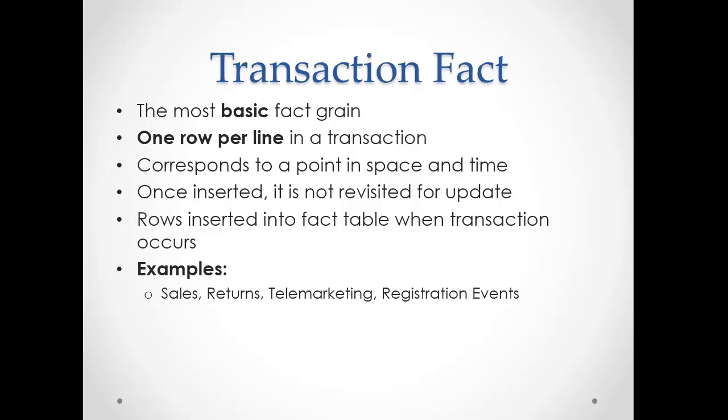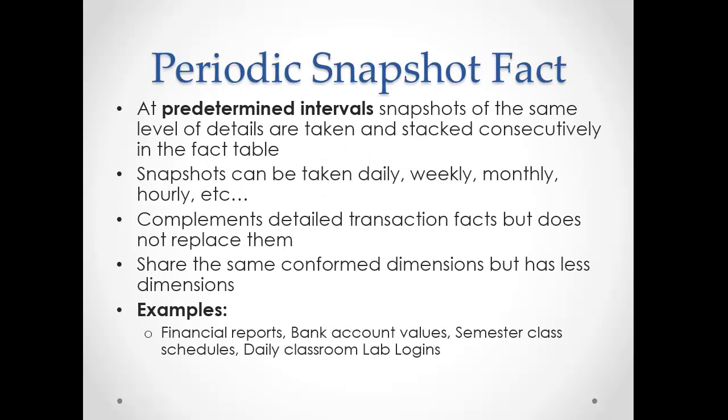Now, there's a couple ways that this happens with ETL. In real-time data warehousing, as the transaction occurs, a trigger would also occur that would transform that transaction into the fact table. But also, you can do this in a batch, so every day or every week or on any given time interval, you revisit the transactions that you have in your operational system, and then you transform those into the fact table. Examples of transaction facts are sales, the sales process, the returns process, telemarketing, event registration. These are all transaction facts.